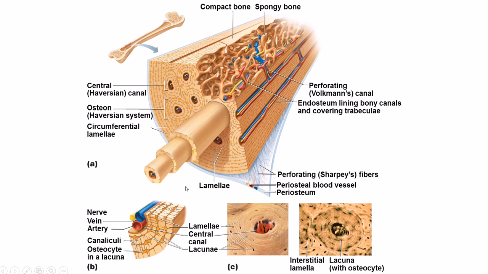And then sometimes we'll also have, I don't know if you can see any in this image, what we call interstitial lamellae, and it's the lamellae like right here or here that really aren't part of an osteon but aren't the circumferential lamellae, and they're essentially just leftovers from remodeled, previously existing osteons.